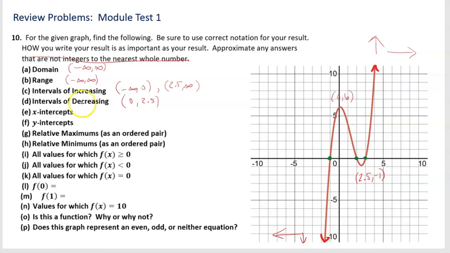So negative 1, 0 is the one on the left. The next one I see is 2, 0. And then the one on the far right is 3, 0.